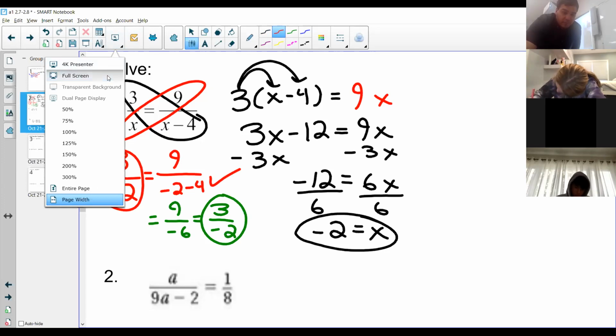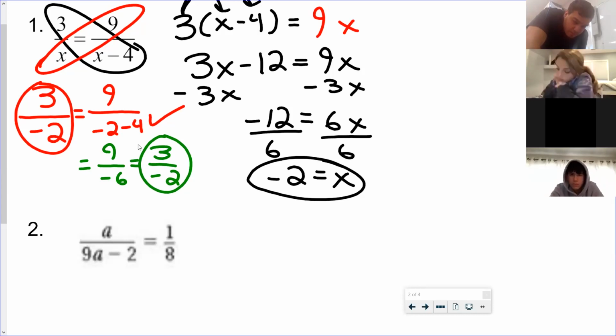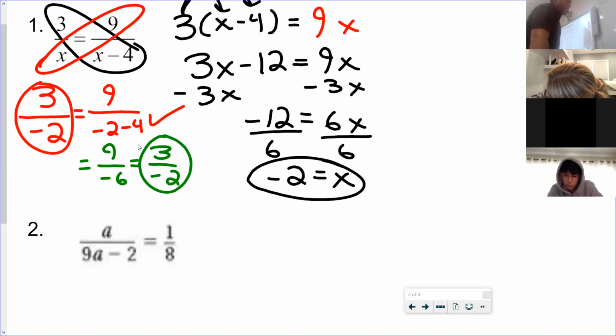Full screen, so I have a little bit more space. Okay, so write down number 2. We're going to do that. If it's 1, doesn't the 9a minus 2 stay the same? For number 2, when you multiply 1 times 9a minus 2, doesn't it stay the same because it's 1? Absolutely, because anything times 1 is itself.